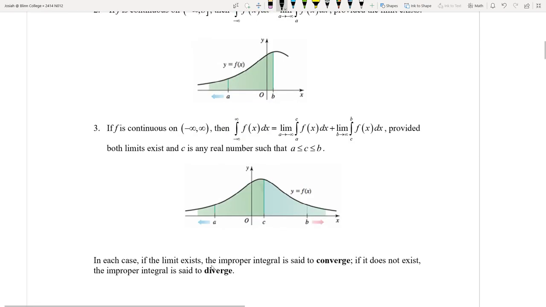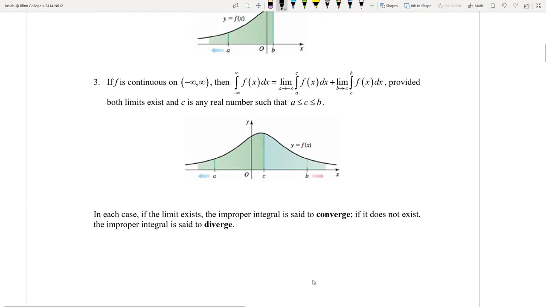As with any of these, if the improper integral has that limit value that does exist, we'll say it converges. If it doesn't exist, either by oscillating, by blowing up to infinity, or by going down to negative infinity, something like that, then we'll say that the integral diverges. And we'll be using the words converge and diverge a lot in the next unit as well.